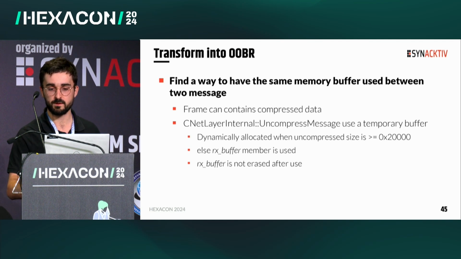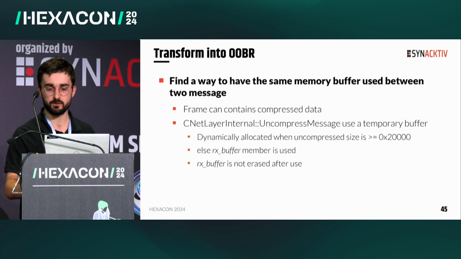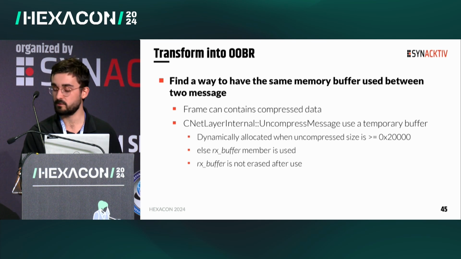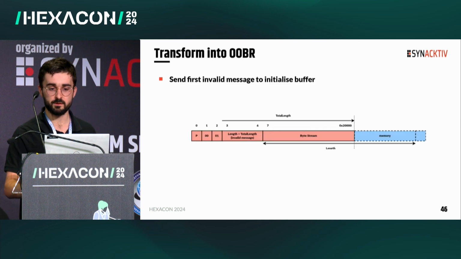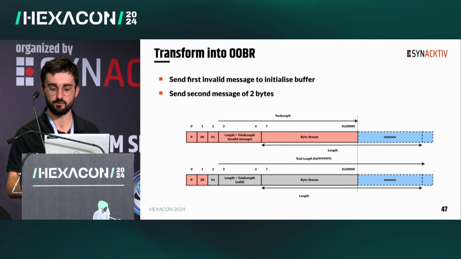Unfortunately, when the uncompressed size is lower than a threshold, the program will use a temporary buffer to manage decompression, and this buffer is not erased after use. So we can send a first invalid message to initialize memory. The message will be dropped silently by the client. And we send a second message of 2 bytes, which will trigger the integer underflow bug. The CNWMessage object will be initialized with a byte stream size greater than the temporary buffer size.